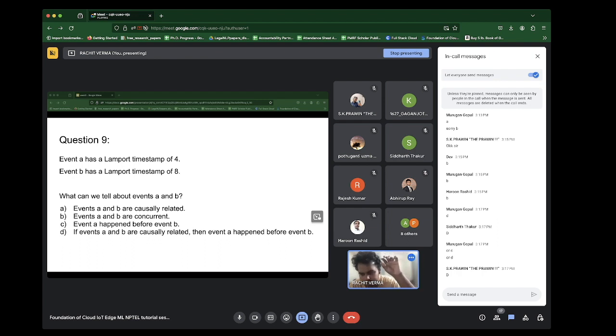Okay. So concurrent means the processes are taking place in parallel, in a certain processor. Because you cannot say it's causally related, you cannot even argue that C is the correct answer, because you cannot say that event A happened before event B. So in D, this information is being specified, that we are getting to know that events A and B are causally related. So if they are causally related, and if one event A has a lesser timestamp than the other event, then we can say that that event happened before that other event. So A has a lesser timestamp than B, therefore event A happened before B.